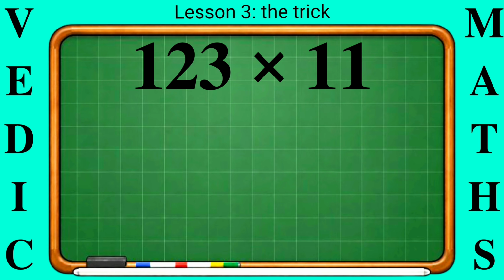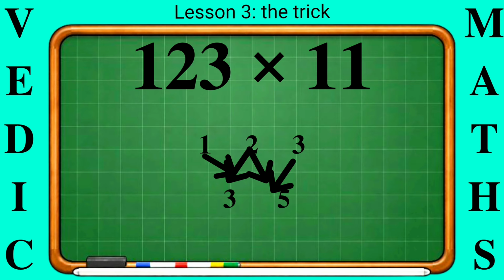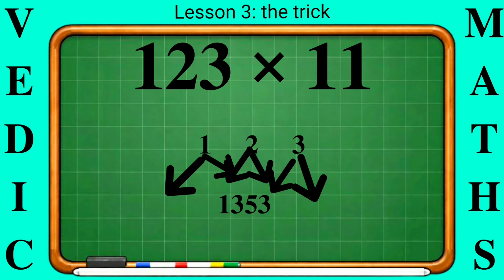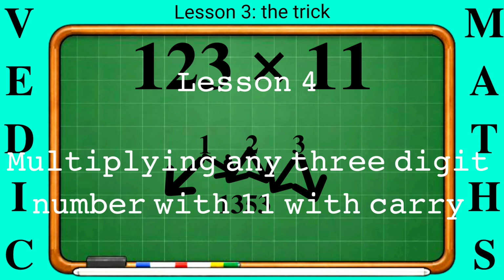Now here is the second problem we shall do. So now add the starting digit and the middle digit, then the middle digit and the ending digit. Let's put those results here. Now do the replacing part. So this is the answer.